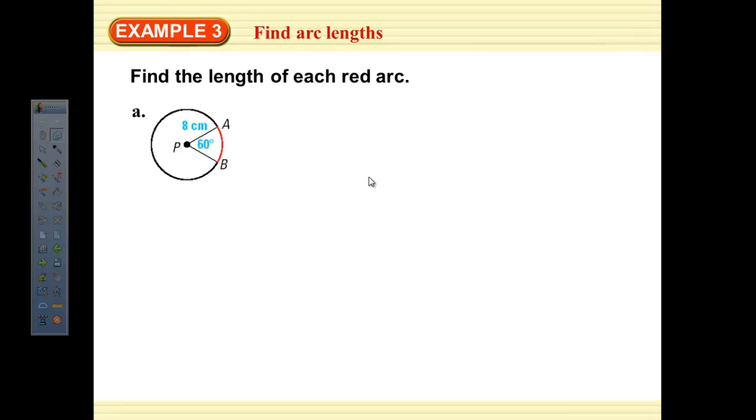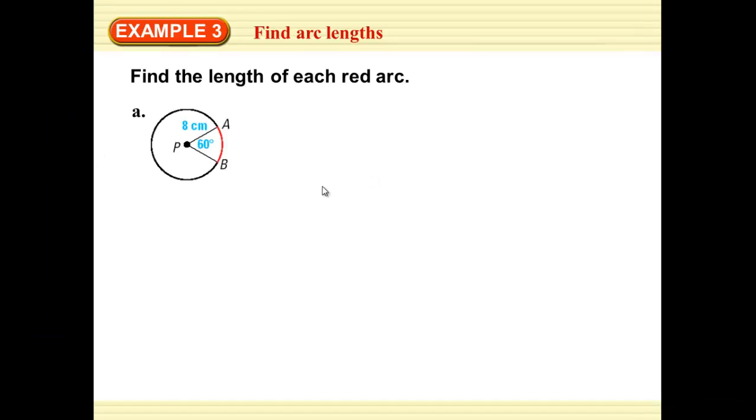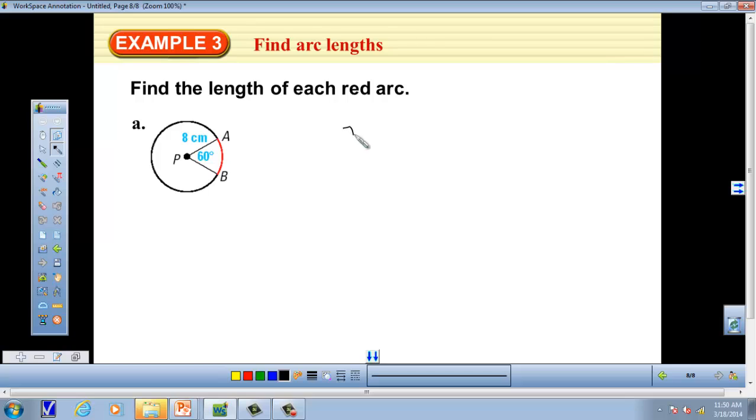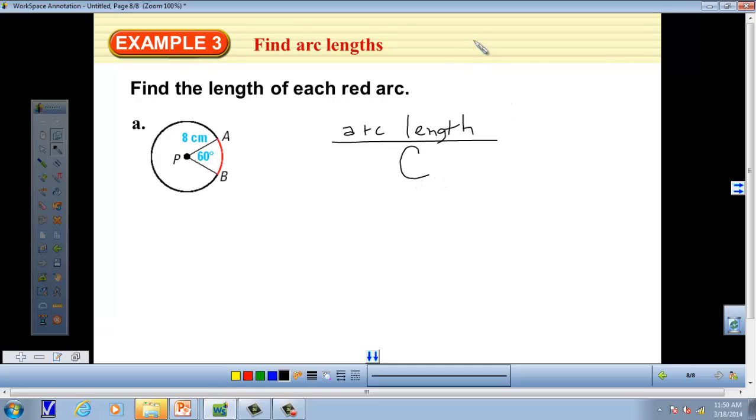Okay, we're now looking at finding arc length. And I'm just going to give you the formula right now. You may have seen it in the definitions, but if we're finding arc length, we're going to divide that by the circumference. And remember that circumference is equal to 2 pi r, or it's equal to pi d. So depending on what's given to you, you'll either write C here, or 2 pi r, or pi d.